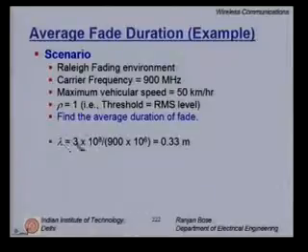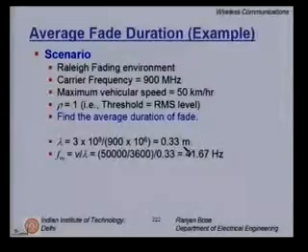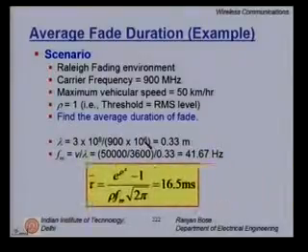The lambda or the wavelength is calculated to be 0.33 meters or 33 centimeters. The maximum Doppler shift again comes out to be 41.67 hertz, because I have fixed my speed at which I am traveling at 50 kilometers per hour, and the lambda is also fixed. If you now plug in to the equation for the average duration of fade, you get a value of 16.5 milliseconds. Again, the question before us is, is it good or bad? What do we do with this number?